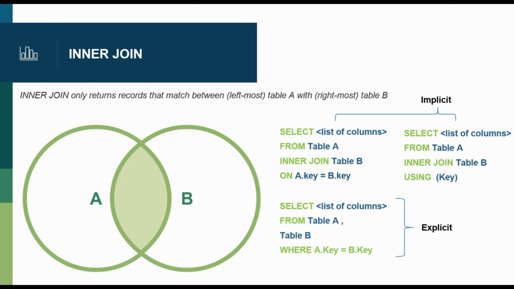We can also use, instead of on, the using keyword and just list the key that is common between those two tables. The explicit way is where you say from table A, comma table B, where A dot column equals B dot column. So that's just a different flavor in which you can get the same results.